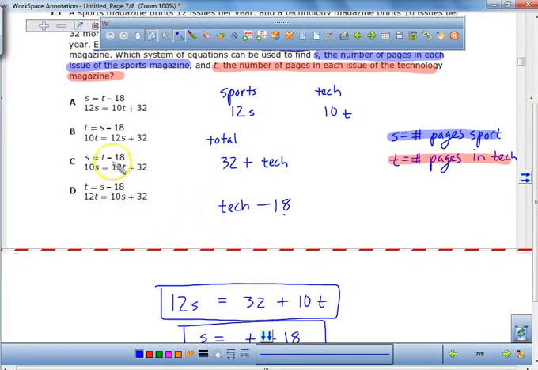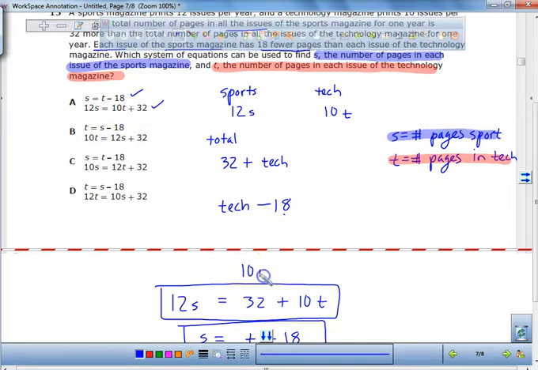Alright, so s equals t minus 18. That works. Okay? 12s equals 10t. Oh, you know what? That works too, because through the commutative property, we know that 32 plus 10t is the same as 10t plus 32, so that works. This one is saying the technology magazine has 18 fewer than that, so that's not true. This is backwards. So yeah, it's going to be that answer choice. Okay. And that's all we need.